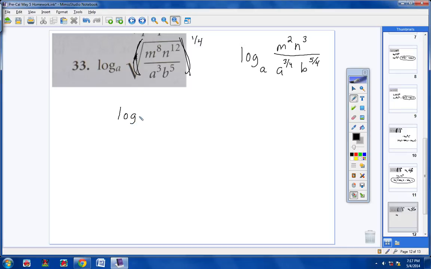So I'm going to write log base a of m squared n cubed, that's my numerator, minus the logarithm of a, and then a to the 3/4, b to the 5/4. There we go. And now look at this.